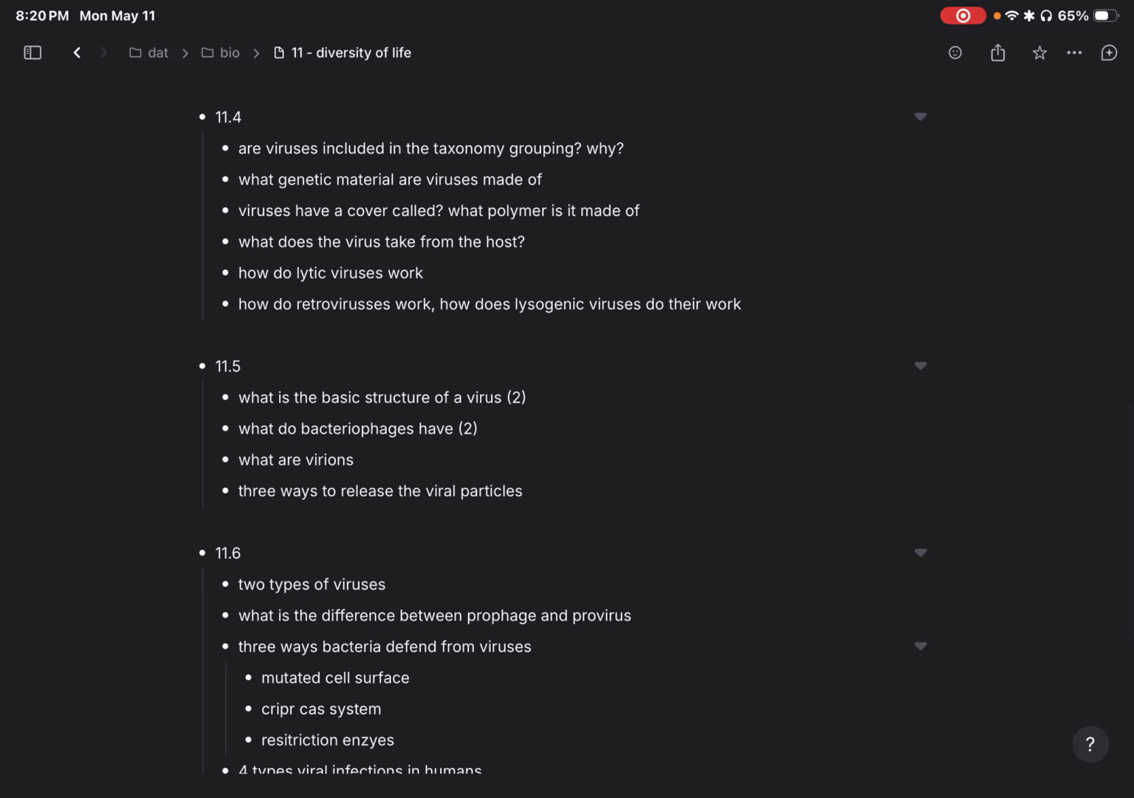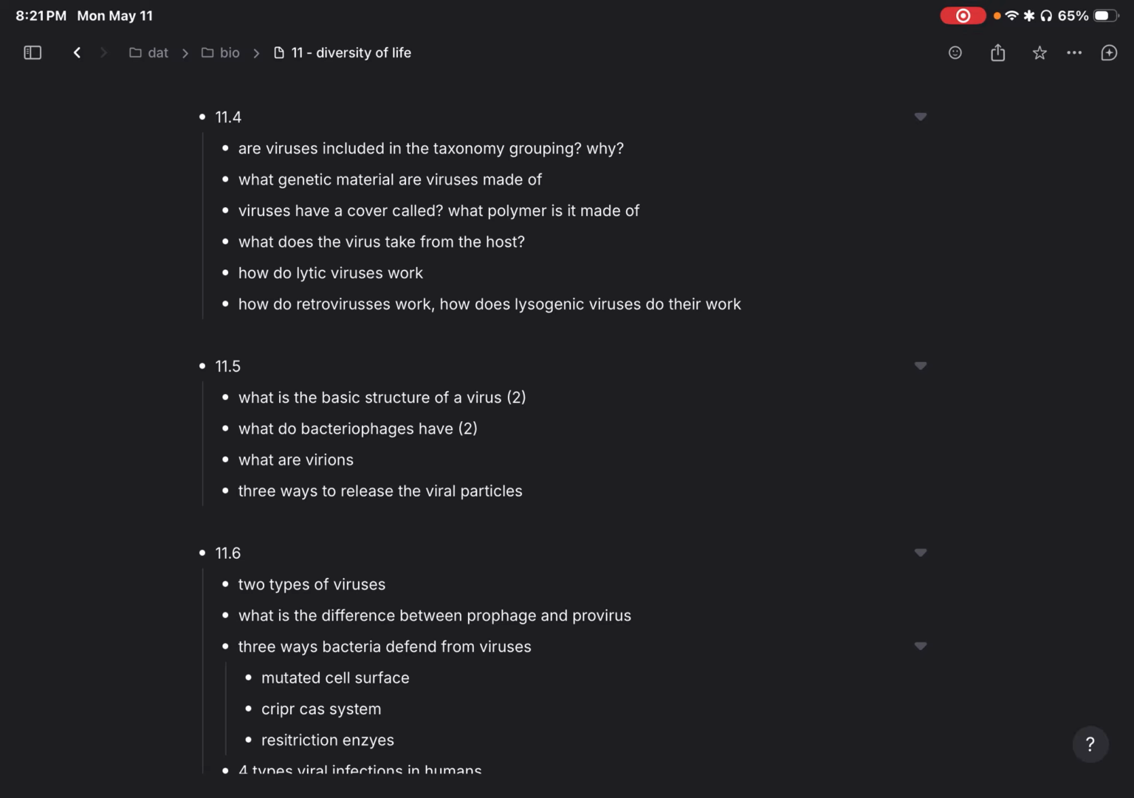The rest is about viruses. Are viruses included in the taxonomy grouping? No, they're not. They're non-living. What genetic material are viruses made of? They can be made of RNA or DNA. Viruses have a cover called a capsid, which is made of capsomers. So it's a protein capsid, so the polymer is made of capsomers.